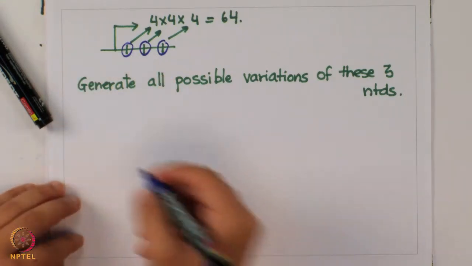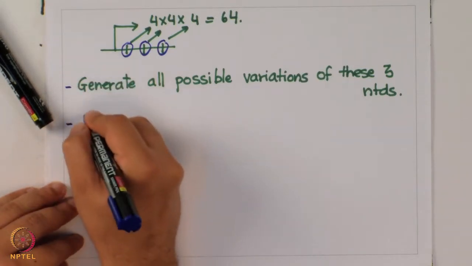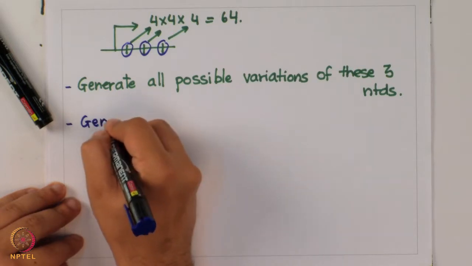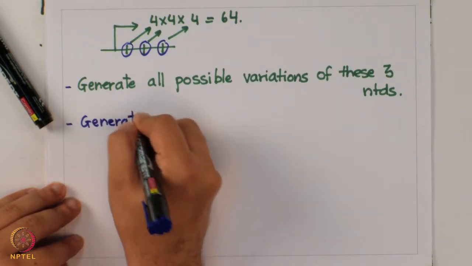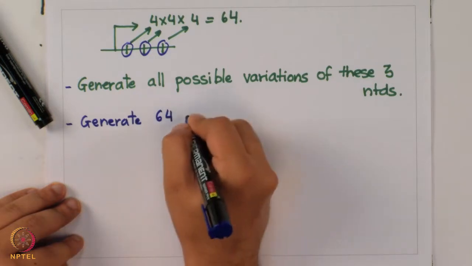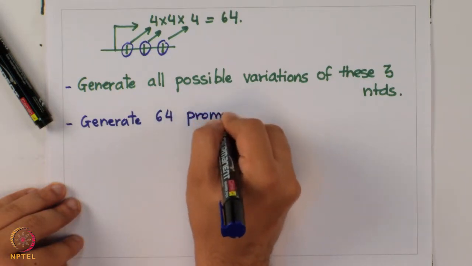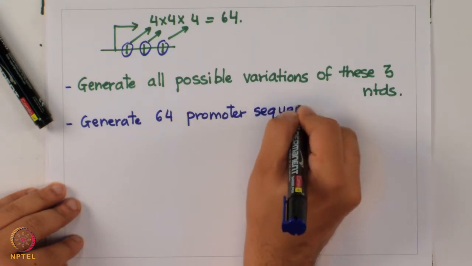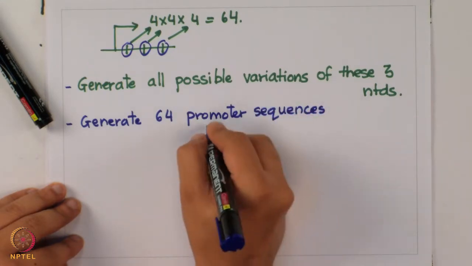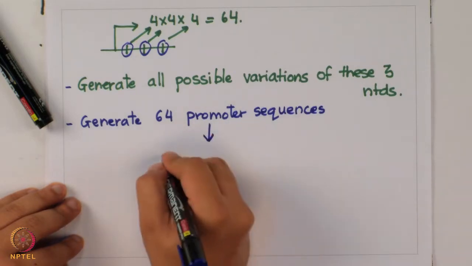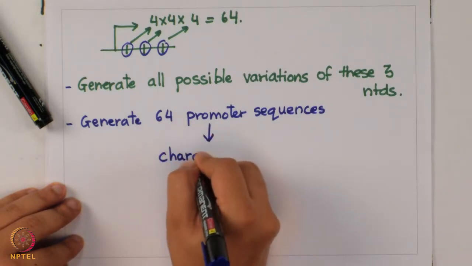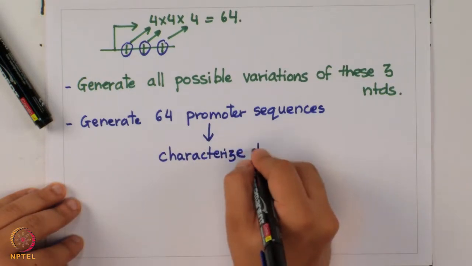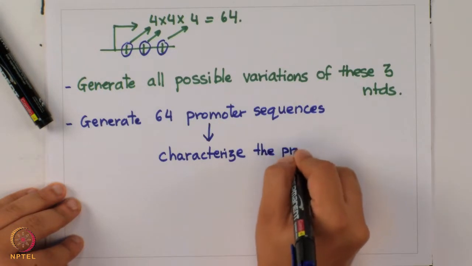So what we do is we generate these 64. So we synthesize or we generate these 64 variants, 64 promoter sequences, and then perform experiments either in vivo or in vitro to characterize the promoter activity.